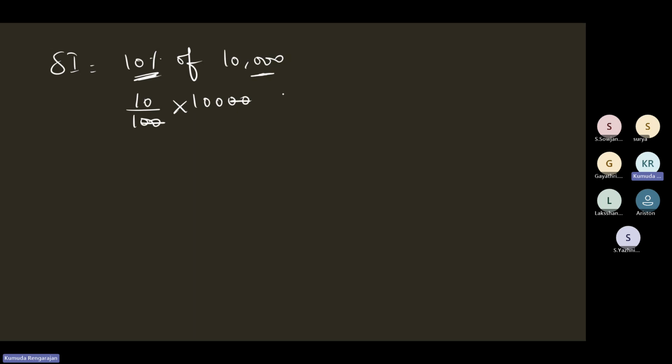So simple interest is 10% of 10,000 rupees, whatever is the principal. This is the rate, and this is the principal value. Find 10% of 10,000. That is the simple interest for 1 year. So 10% is 10 by 100 of, into 10,000. The 2 zeros cancel, so we get rupees 100 into 10, which is 1,000. This is the interest for 1 year.